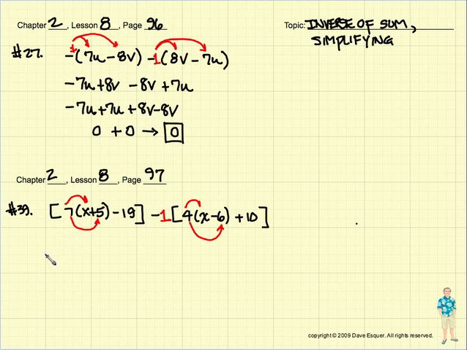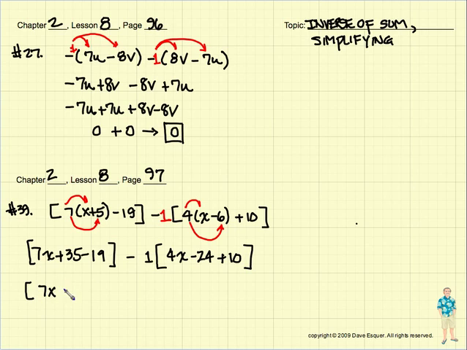So here we go with our first square brackets. We have 7x plus 35 minus 19. We can put those square brackets back if it helps us. We have that -1. Let's just leave it there for now. We have 4x. And 4 times a -6 is -24 plus 10. Let's see if we can combine like terms over here. We end up with 7x plus 16.